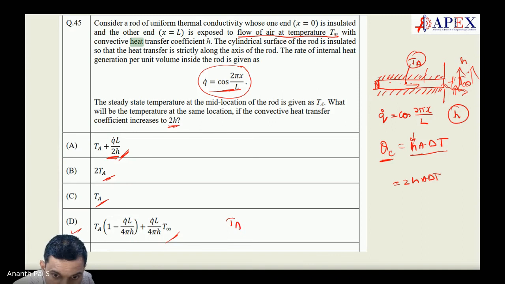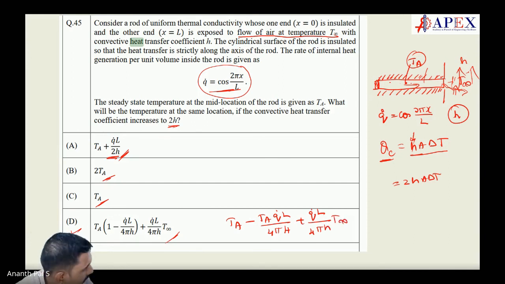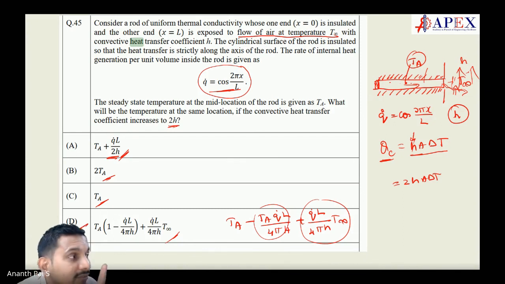It should be TA minus TA into Q dot L by 4 pi h plus Q dot L divided by 4 pi h into T infinity. Right? TA is lesser. TA is more, T infinity is less. So my answer, although it is guesswork based on conceptual knowledge, I would answer D. We will see whether I get a wrong answer or the right answer.